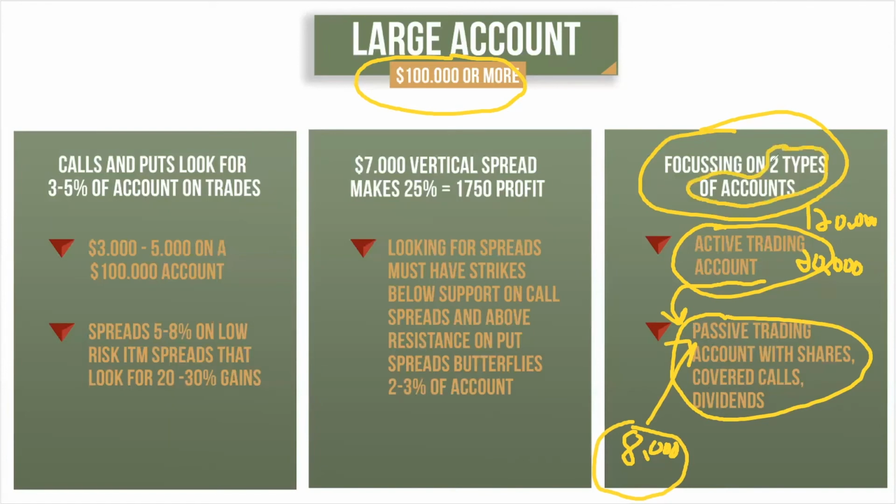I want you to focus on two types of accounts here. One is going to be for your active trading. And when you make your profits in that active trading account, you put 40% of your profits into your passive account. What you're going to be doing in that passive account could be simple, a non-margin cash account, because you don't need anything else. All you're going to be doing is trading shares, covered calls, and looking for high dividend payers, high yielding dividend payers.